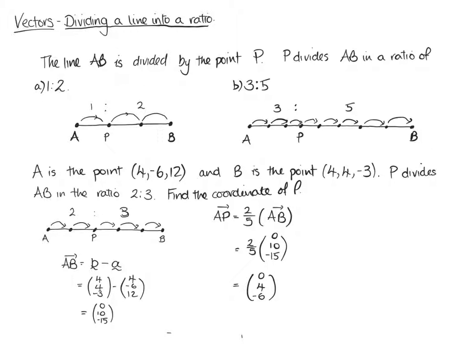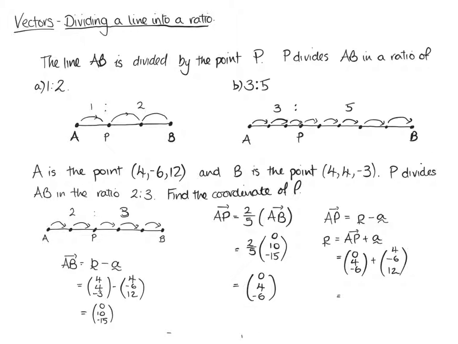Okay, so we know that AP is equal to P take away A. So rearranging, P is equal to AP plus A. That means AP, which is 0, 4, minus 6, add A, which is 4, minus 6, 12.